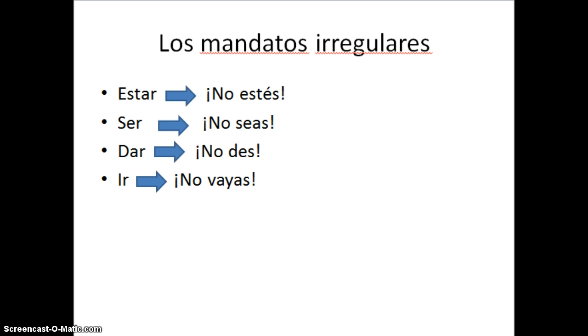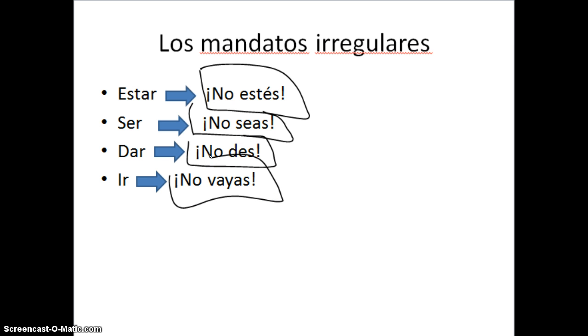So now these are like the real irregular ones that you're just going to have to memorize, okay? So let's look at them. We have estar becomes no estés. Alright, remember the accent there. Then we have ser becomes no seas. Dar, no des. Ir, no vayas. Okay? Now, these four irregulars, plus a lot of the yo verbs, they're irregular in the positive commands, so it's kind of easy to then remember which ones are going to be irregular in the negative. Alright? So that is the regular and irregular negative tú commands.